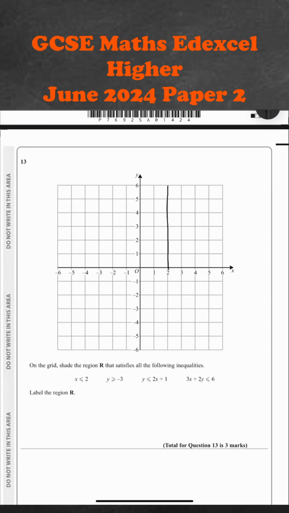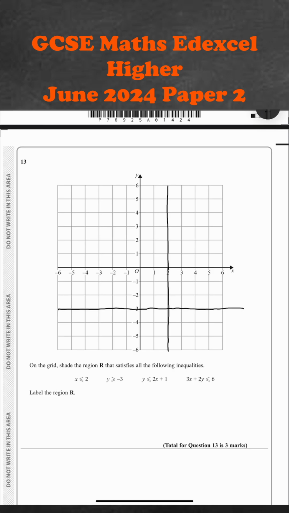This is the line of x equals 2. So it's going to be everything on the left of that. That also falls in y is greater than or equal to minus 3, which is this line here. Everything above that. Sorry, it gets a little bit more complicated. Y is less than or equal to 2x plus 1.